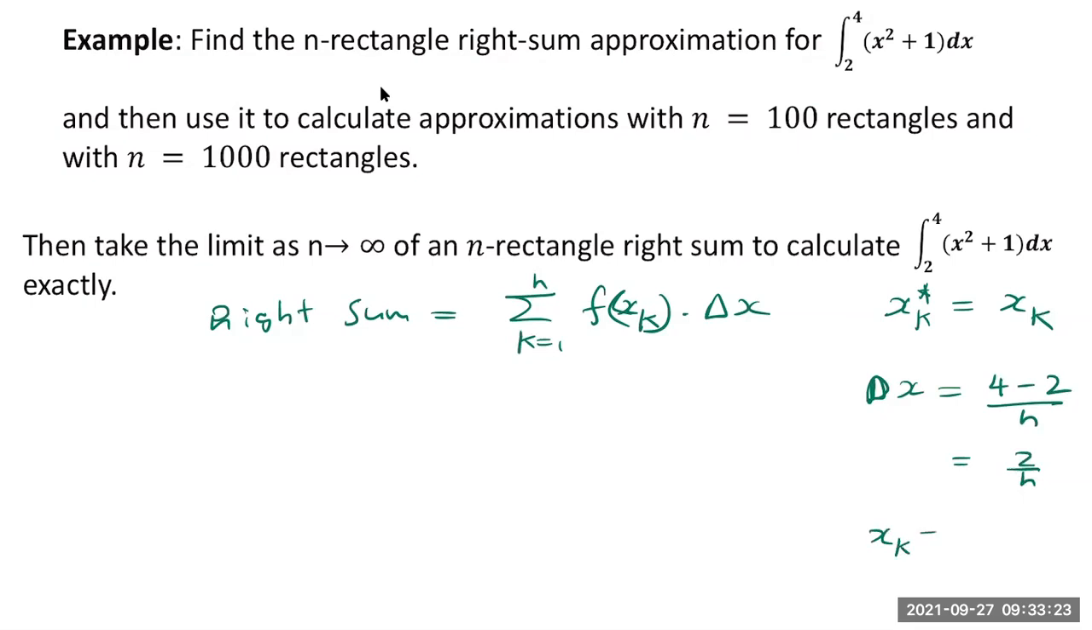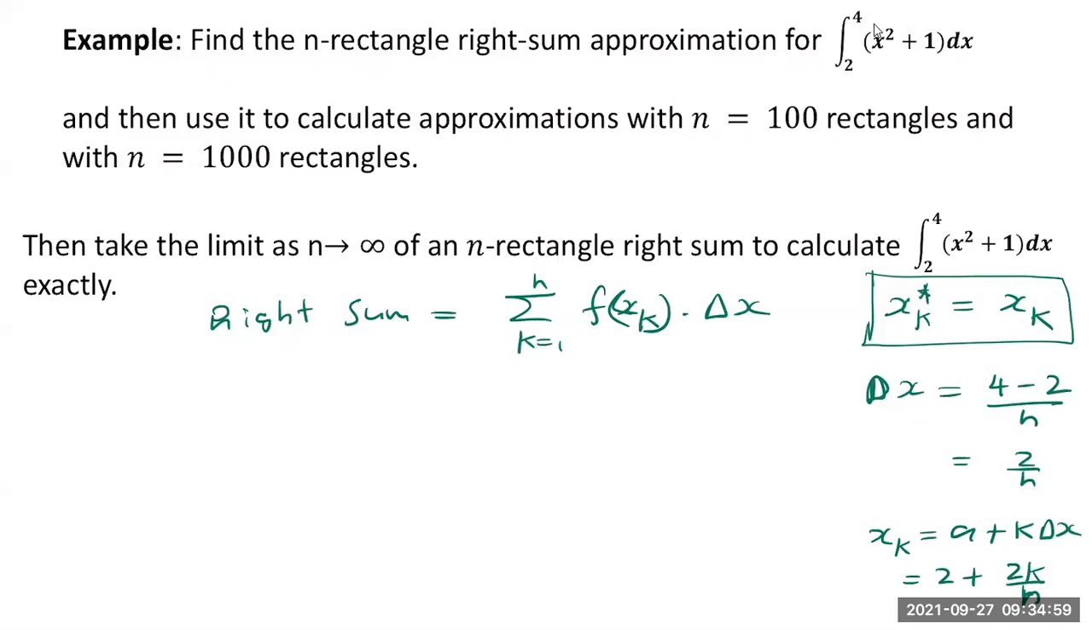Xk is, we know that xk is a plus k times delta x, which is 2 plus k times delta x, which is 2k divided by n, because your delta x is 2 over n. So this is xk. Okay, so we found xk and delta x.